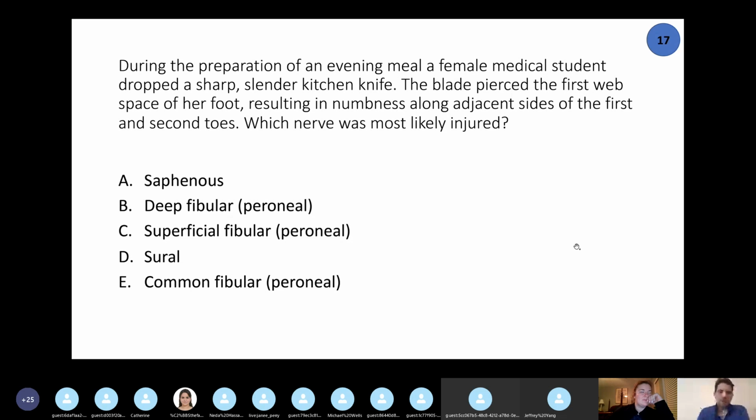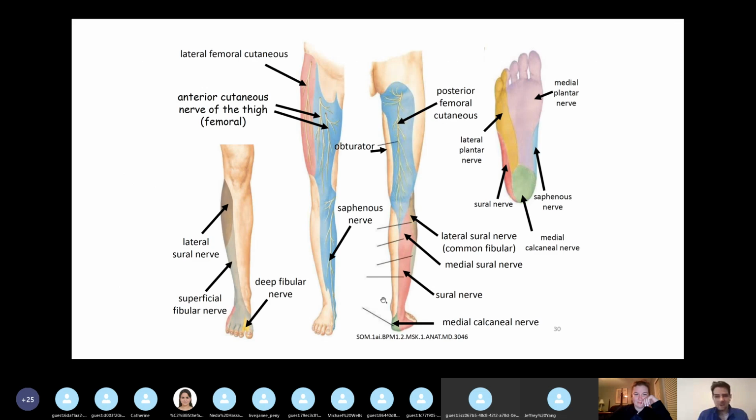All right, cool. So y'all are killing it, right? Remember, if you see a situation where they're talking about this first web space, you're thinking deep fibular, the sensory innervation to it, right? You see this little yellow area, that's all innervated by the deep fibular nerve.